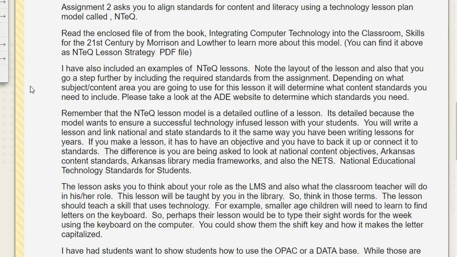Note the layout of the lesson, and also that you will go a step further by including the required standards from the assignment. Depending on what subject area or content you're going to use for the lesson, that will determine what content standards you need to include. So please take a look at the ADE website to determine which standards you need. For example, if you are integrating technology into a science lesson, make sure you pull open the appropriate science frameworks or standards for whatever grade level you're working with and whatever subject area, especially if you're at the secondary level.